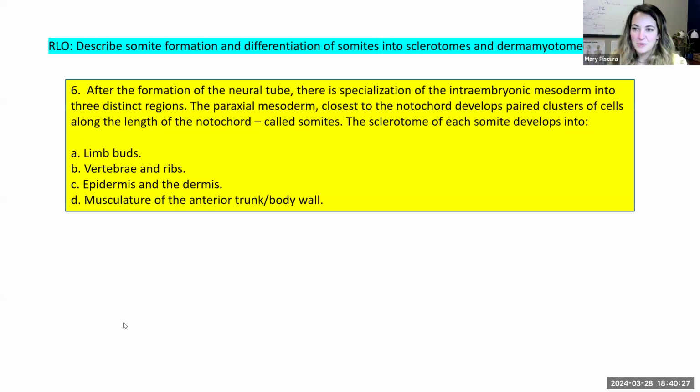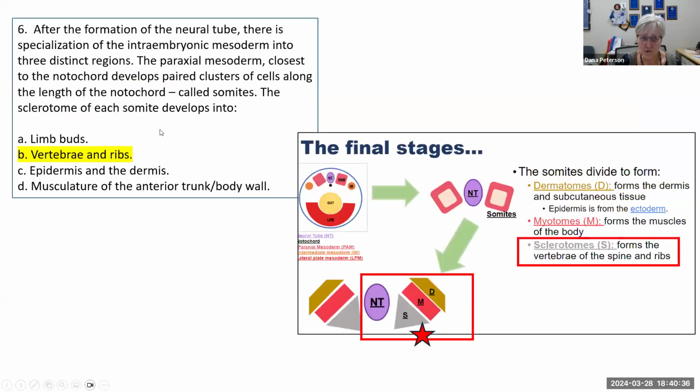I'm going to go ahead and close the poll in 3, 2, 1. All right, nice job, everyone. So the correct answer is answer choice B.